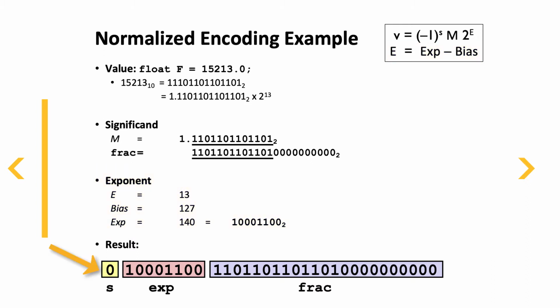Now the sign field is super easy, right? The sign bit is just a single bit indicating whether this is negative or positive. We're representing a positive value, so the sign bit will be 0 because -1 to the 0 is 1. That's positive. If we were encoding negative 15,213, we would just make the sign bit 1 to indicate that this is a negative value. And so that's what it is.